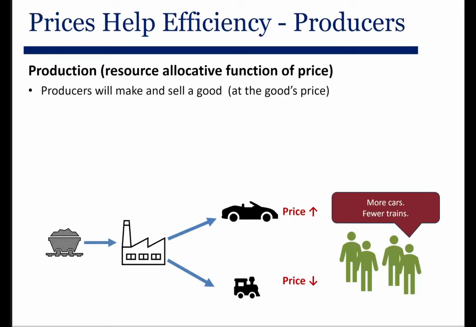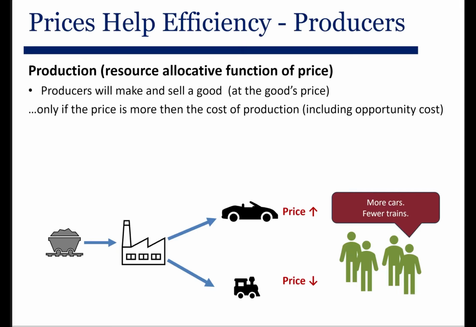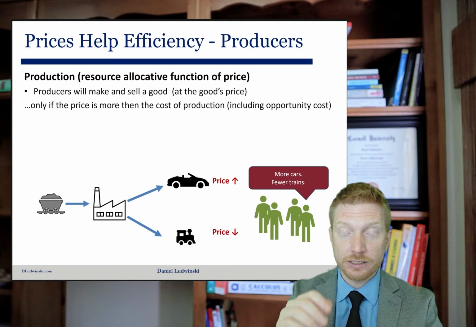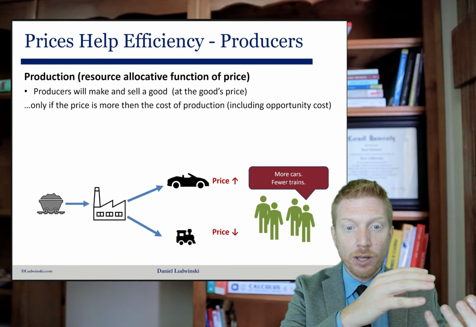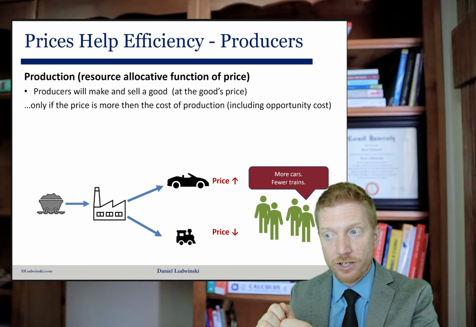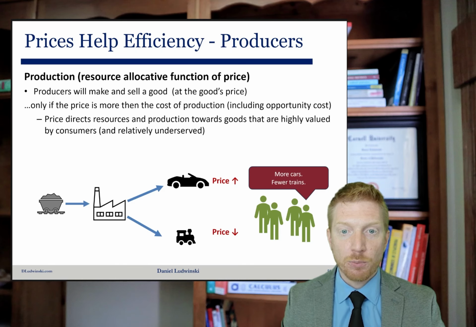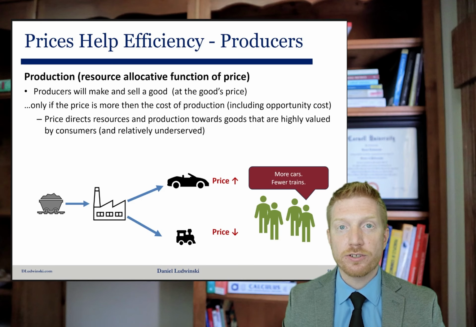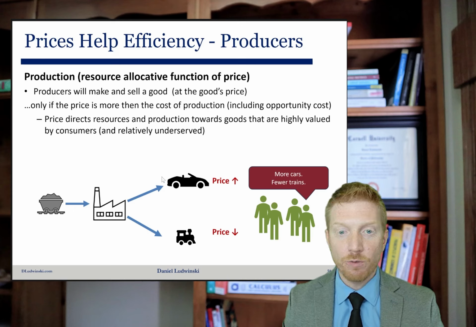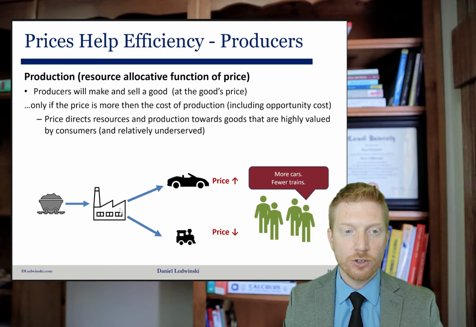The producers are making and selling the good at that price only if the price is more than the cost of production, which includes the opportunity cost. So the opportunity cost here is, are you going to give up making cars in order to make trains, right? It's not just the raw resources that are going into this. So price here for the producers is directing these raw resources, and it's moving towards what consumers want. The market is communicating consumers' demand information to producers.